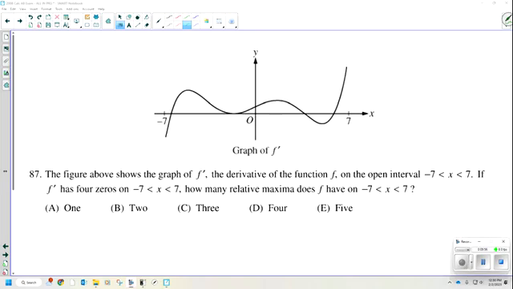Guys, I'm living life right because the first three problems all have graphs and charts and tables. Yeah, that's how I roll.